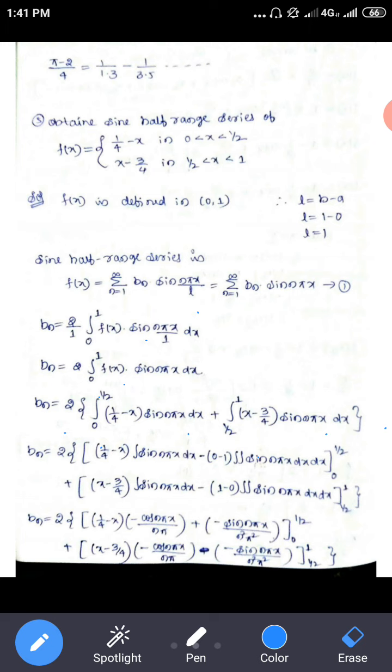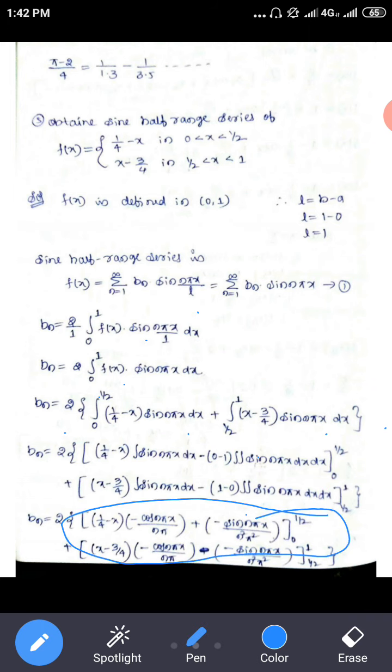So just integration by parts. 1 by 4 minus x times the integration of sine n pi x dx, minus the differentiation of this. Differentiation of 1 by 4 is 0, differentiation of x is 1, and since the minus sign is already there, then the double integration of sine n pi x dx. Similarly, x minus 3 by 4 times the integration of sine n pi x dx, differentiation of x is 1, differentiation of 3 by 4 is 0, double integration of sine n pi x dx. So next, when you simplify, you are getting like this.